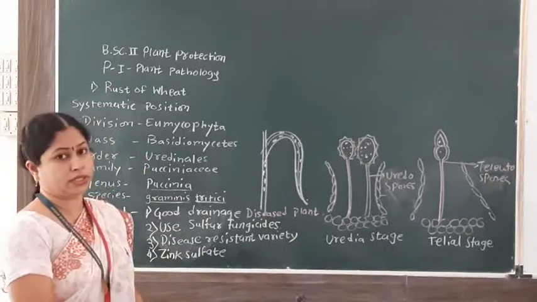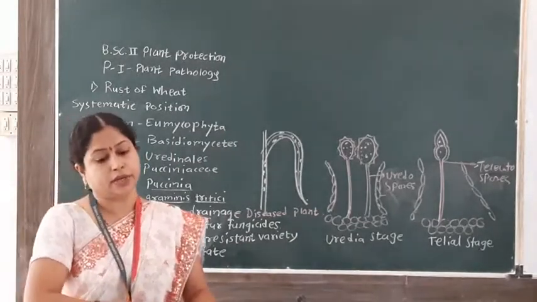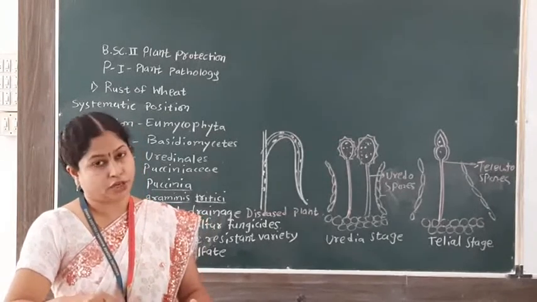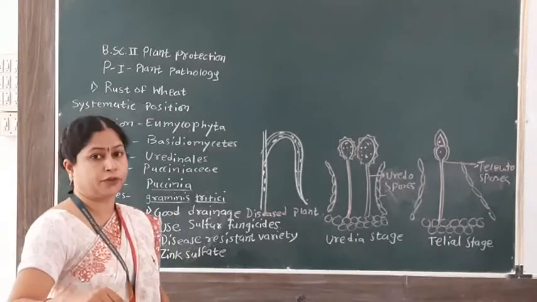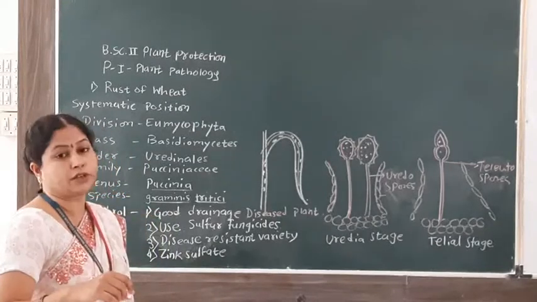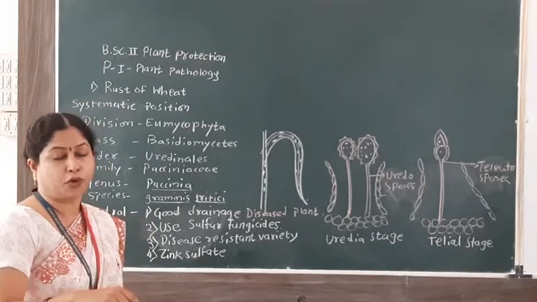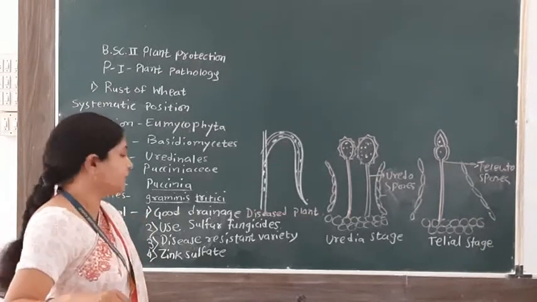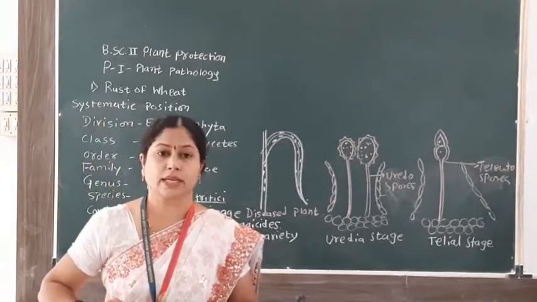How can one control this disease? By good drainage, that is, good management of the moisture in the soil. Next is crop rotation, use of sulfur fungicides, disease resistant varieties like NP 4797, NP4, Kalyansona, and use of zinc sulfate. These are some of the control measures to control this disease.